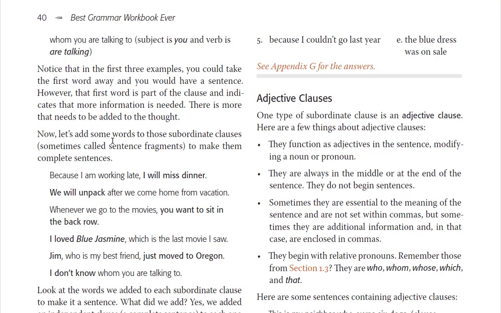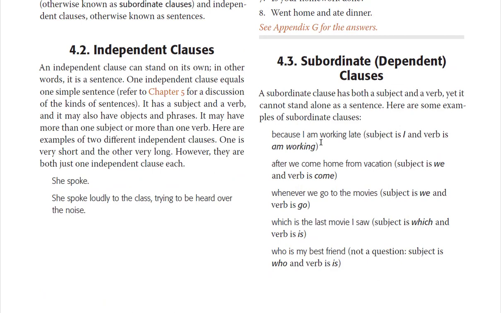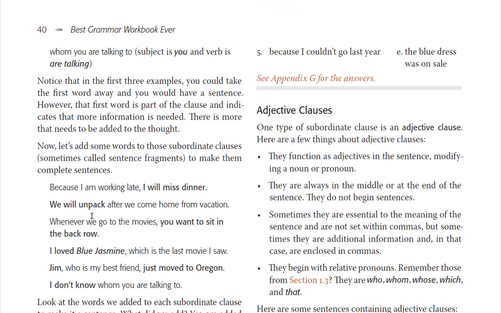So now let's add some words to those subordinating conjunctions to make them complete sentences. So if I simply say, because I am working late, that is not a complete sentence. So how do we make that a complete sentence? We have to add an independent clause to that dependent clause in order to make it a complete sentence.